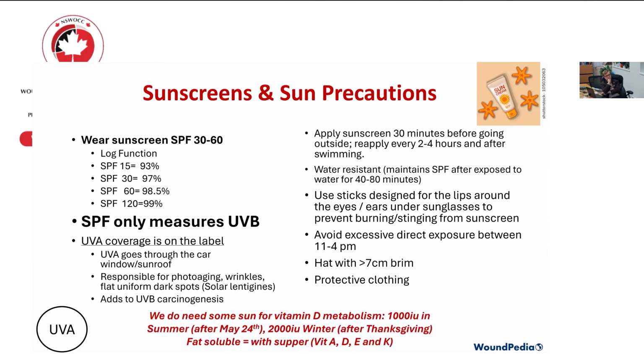It adds to the carcinogenesis of UVB, but it causes the dark spots you may have on the back of your hands or on your cheeks, especially the left cheek if it's coming through the car window. Apply sunscreen 30 minutes before. It's got to be the first and only thing you apply. Use sticks around the lips and the eyes. Avoid excessive exposure between 11 and 4. Hat with a 7 centimeter brim and protective clothing.